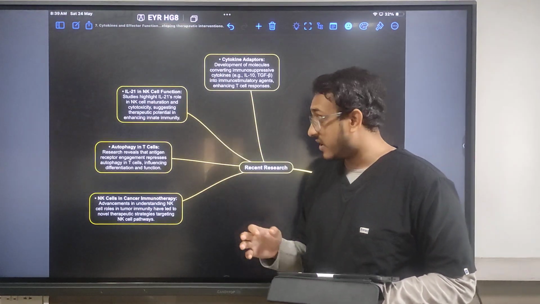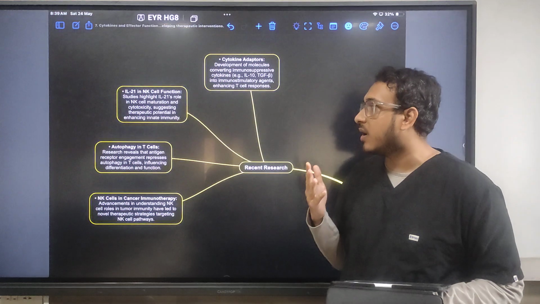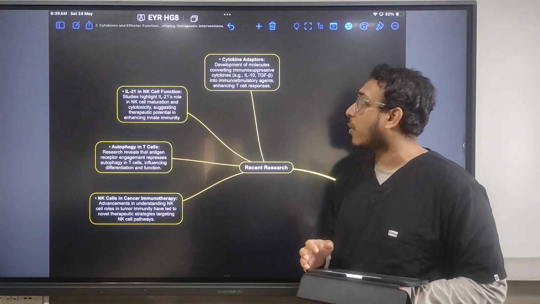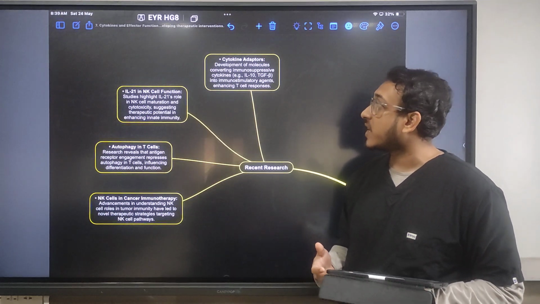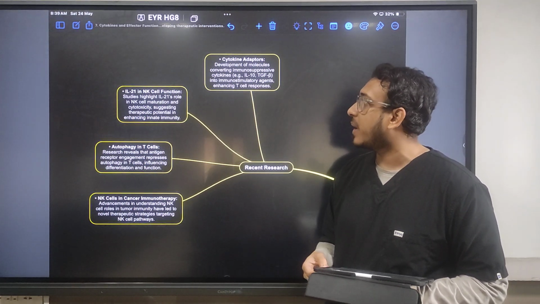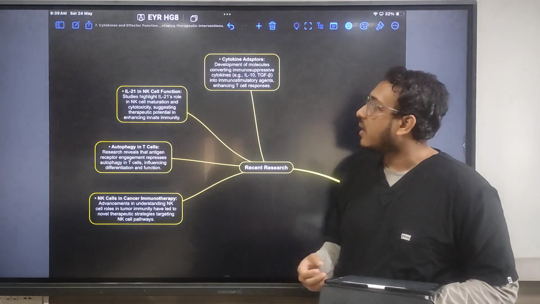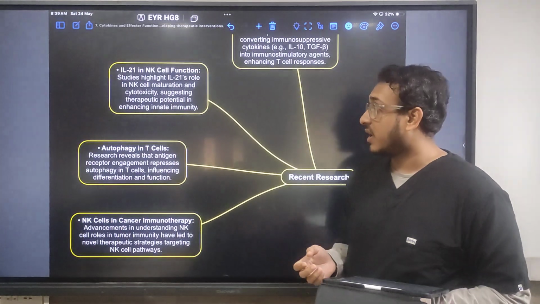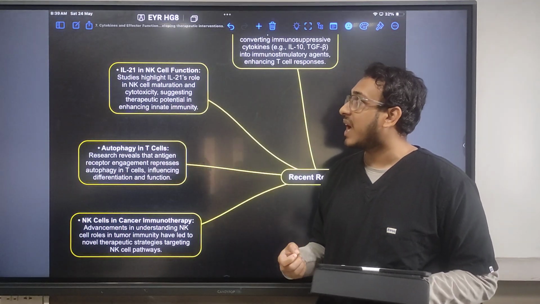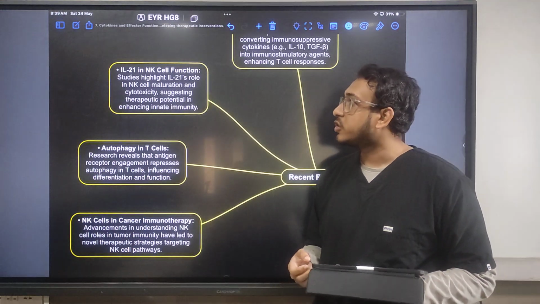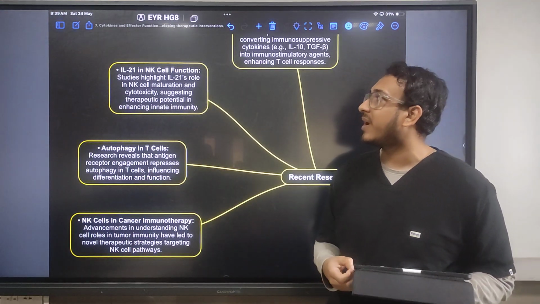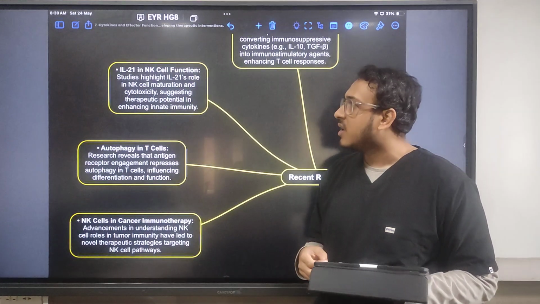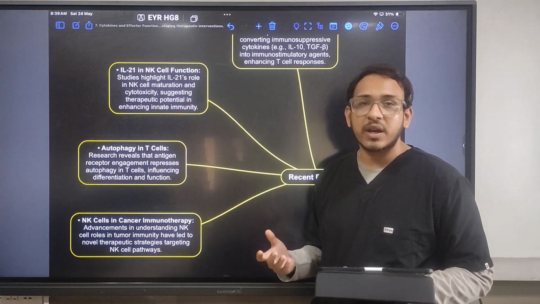There are a few recent researches that have happened in this topic. So there are cytokine adapters. That is the development of molecules converting immunosuppressive cytokines, for example IL-10 or TGF-beta, into immunostimulatory agents that can enhance the T cell responses. Also, there is interleukin 21 in NK cell function. Studies highlight IL-21's role in NK cell maturation and cytotoxicity, suggesting a therapeutic potential to enhance innate immunity.